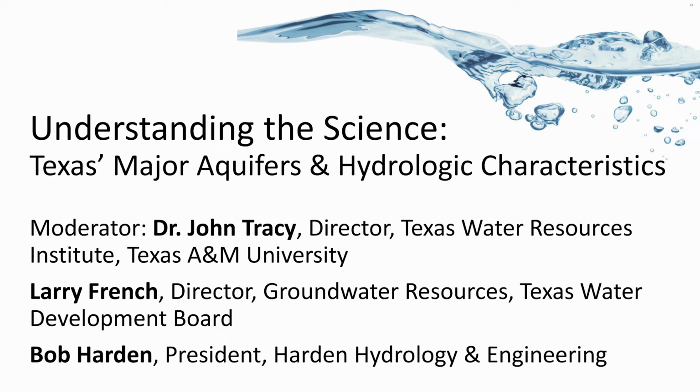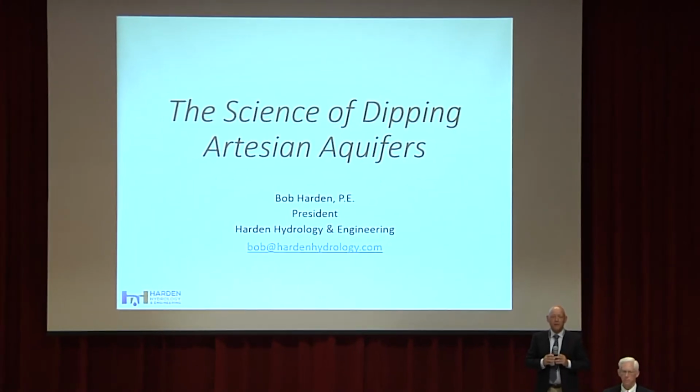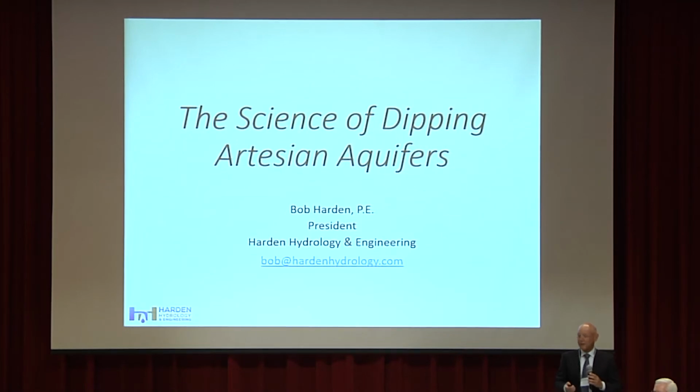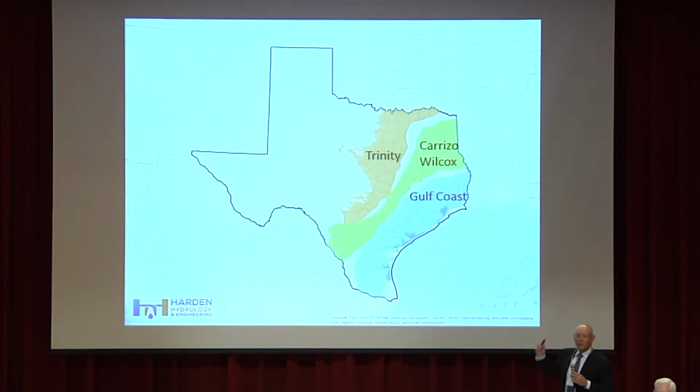I'll start off our science talking about the science of dipping artesian aquifers. These include, for the major aquifers, the Trinity, the Carrizo-Wilcox, and the Gulf Coast as 3 examples. But we have minor aquifers such as the Hickory sandstone that also fits this model. And then, truthfully, all of our aquifers have elements of artesian pressure in them, even the Ogallala.